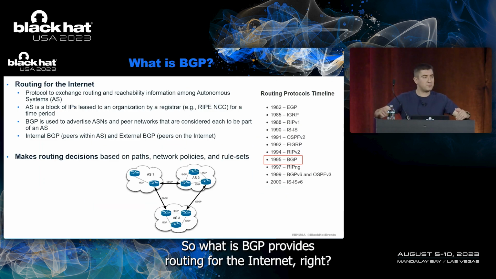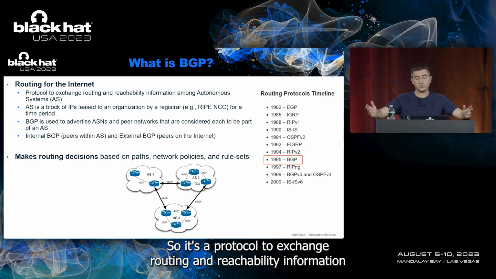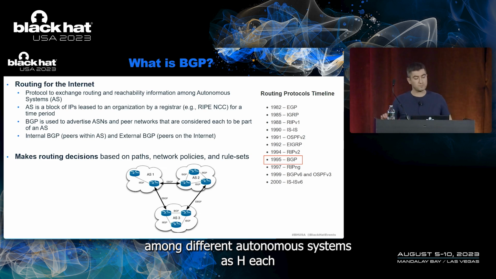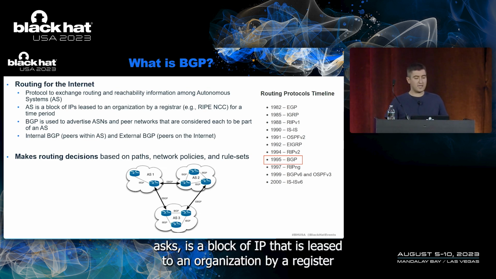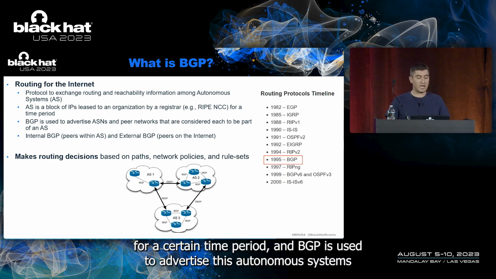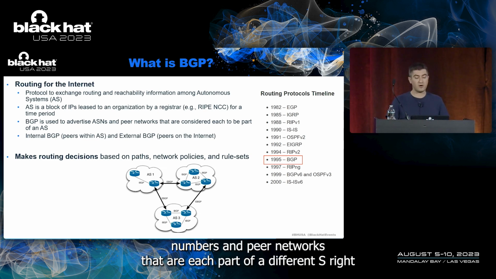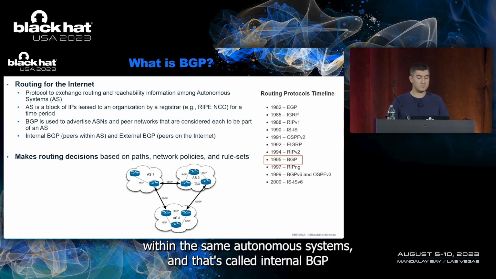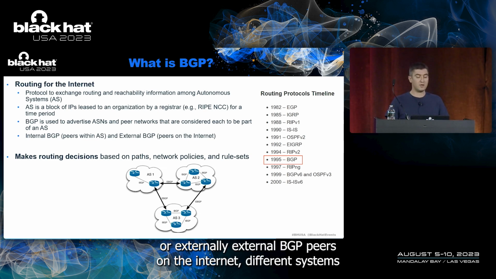So what is BGP? It provides routing for the internet, right? It's a protocol to exchange routing and reachability information among different autonomous systems, ASs. Each AS is a block of IPs that is leased to an organization by a registry for a certain time period. And BGP is used to advertise these autonomous system numbers and to peer networks that are each part of a different AS. BGP can be used internally to peer within the same autonomous system, which is called internal BGP, or externally, external BGP, to peer with different autonomous systems on the internet.